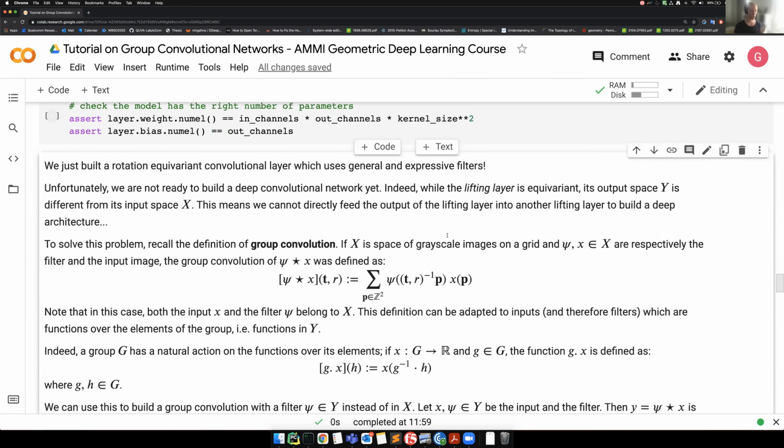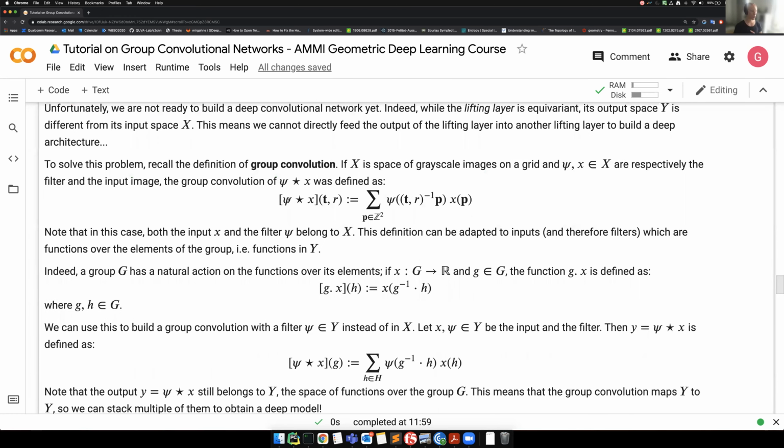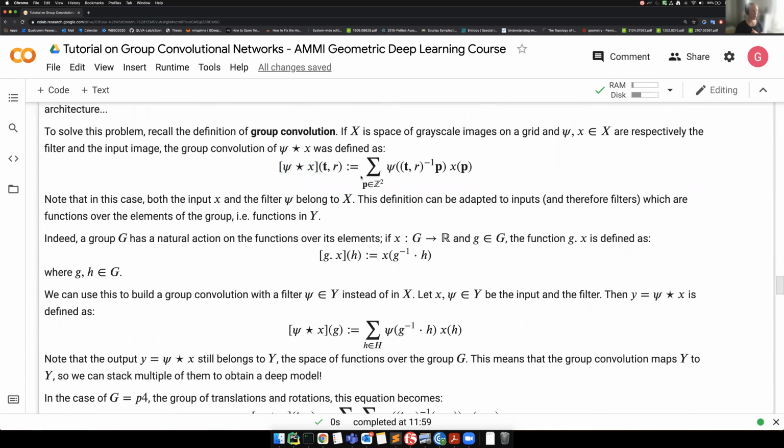Fortunately, the definition of group convolution we had before is actually quite general. In the previous case, we used p inside Z2, so only p in the translations. But the same equation can be easily generalized by saying that x is not only a function over p, but also a function over the rotations. And the same is for the filter. Rather than using a filter which is only an image, we use a filter that is a function over the pixels and over the 4 rotations.